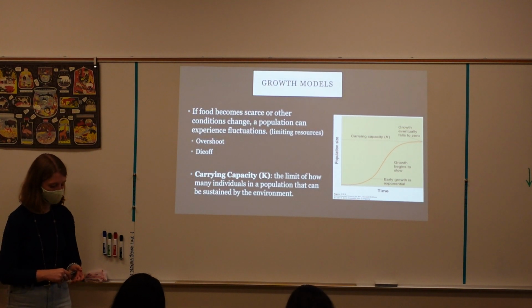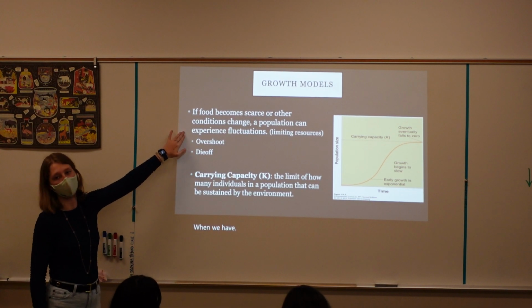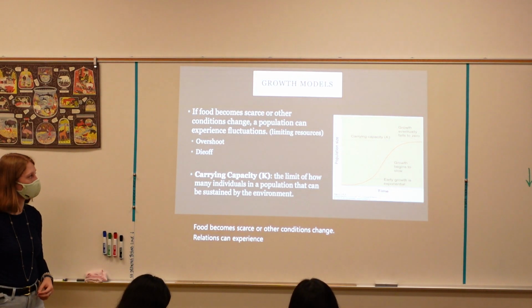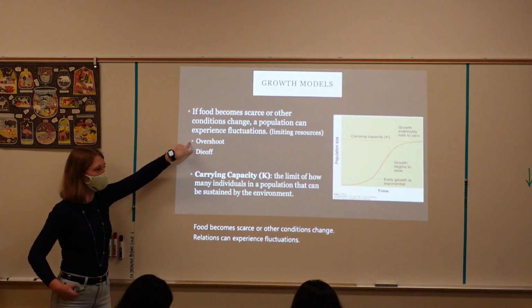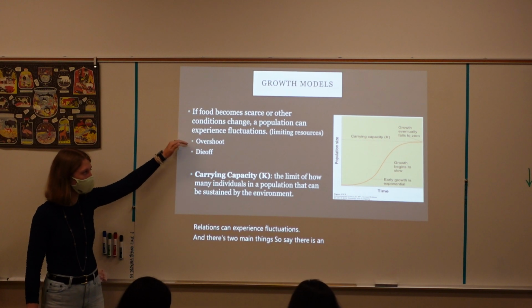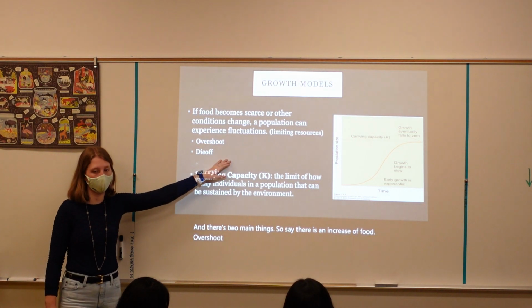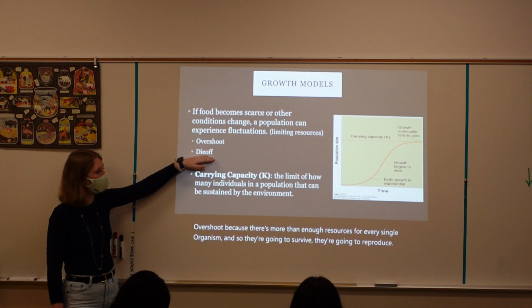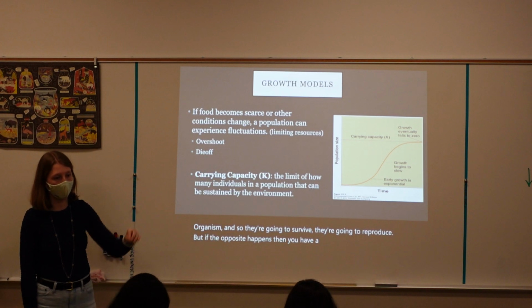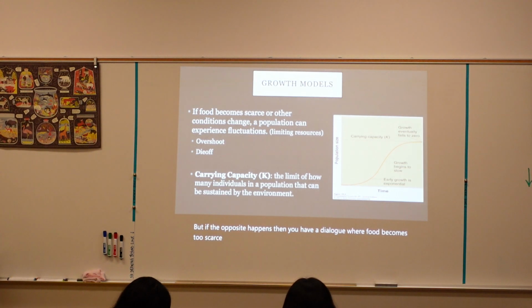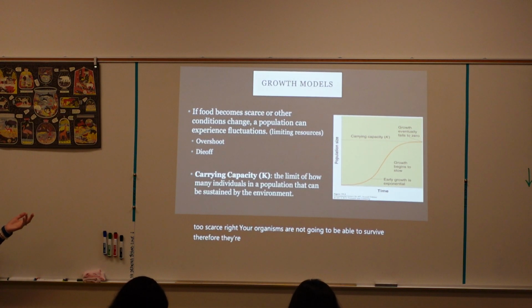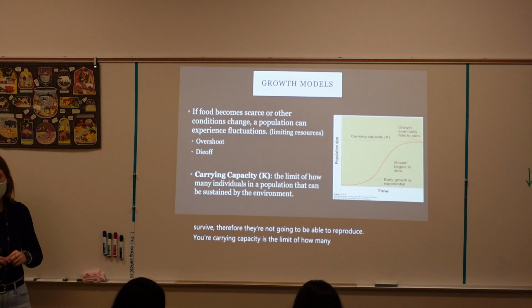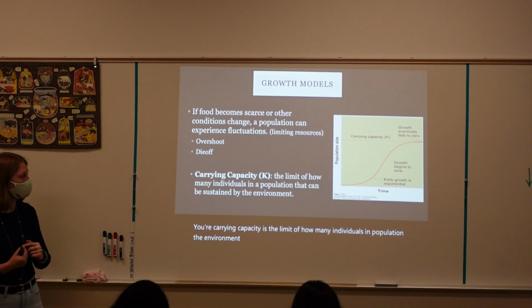So, when we have food that becomes scarce or other conditions change, populations can experience fluctuations. And there's two main things. So say there is an increase of food, you're going to have an overshoot because there's more than enough resources for every single organism. And so they're going to survive, they're going to reproduce. But if the opposite happens, then you have a die-off, where food becomes too scarce, right? Your organisms are not going to be able to survive, therefore they're not going to be able to reproduce. Now, your carrying capacity is the limit of how many individuals in a population the environment can withstand, or can be sustained.